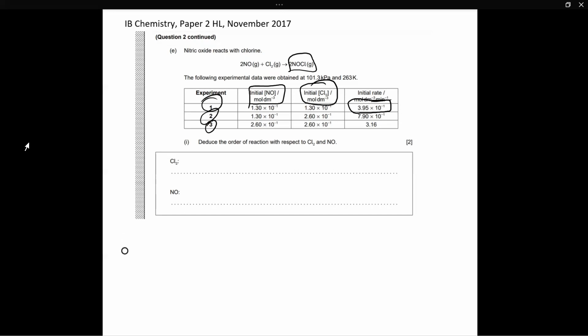So from the first trial, using these two concentrations of our reactants, he has found out that the rate is 3.95 times 10 to the negative 1. Then in the next trial, Bob keeps the concentration of nitric oxide the same, but he doubles the concentration of chlorine gas. How does this affect the rate? Well, we see that the rate has also doubled, because 3.95 to 7.9 is times 2.